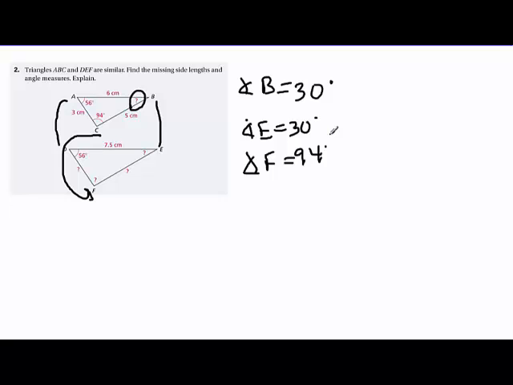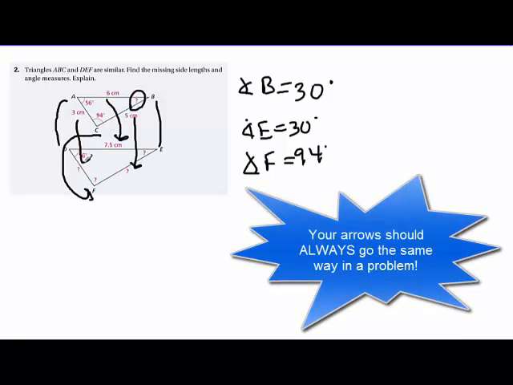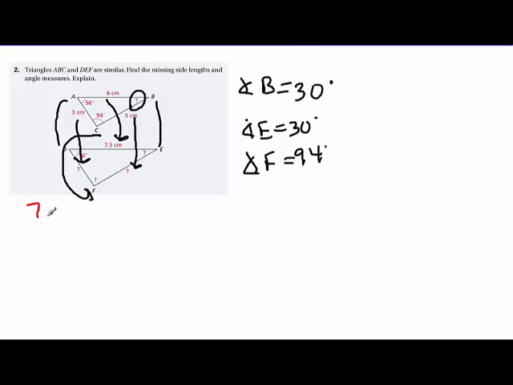The first thing I needed to do was find my scale factor. In order to do this, I'm going from 6 to 7.5. Notice that all the side lengths I need are in the bottom one, so all of my arrows should go from the top to the bottom. So I needed to do 7.5 divided by 6, which would give me my scale factor of 1.25.